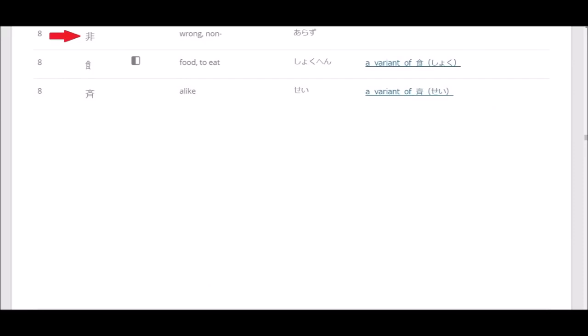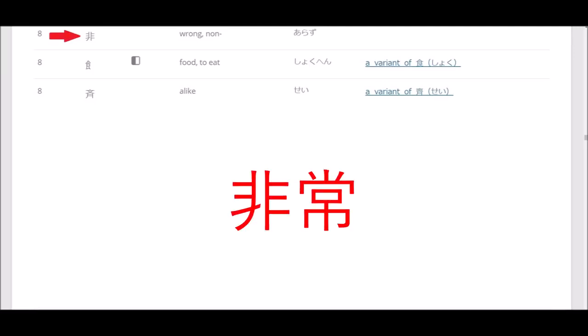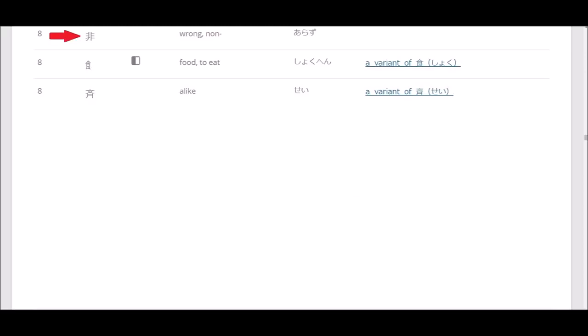Arazu, wrong or non. This is like the hi in a lot of kanji, when the hi stands for the antithesis of the next kanji that comes after it, like hijo. Jo is like ordinary. So hijoni means extraordinarily or very, because joni is like normally. So this on its own is not really much of a radical, but it is a really important kanji. Shokuhen is food or to eat, a very important kanji because food is amazing. And sei, which is alike.